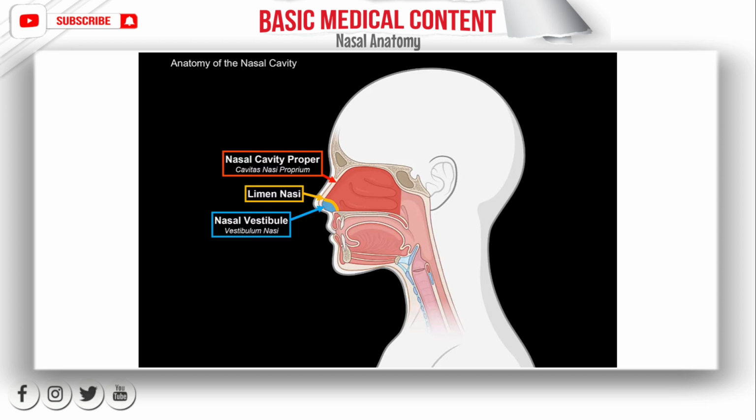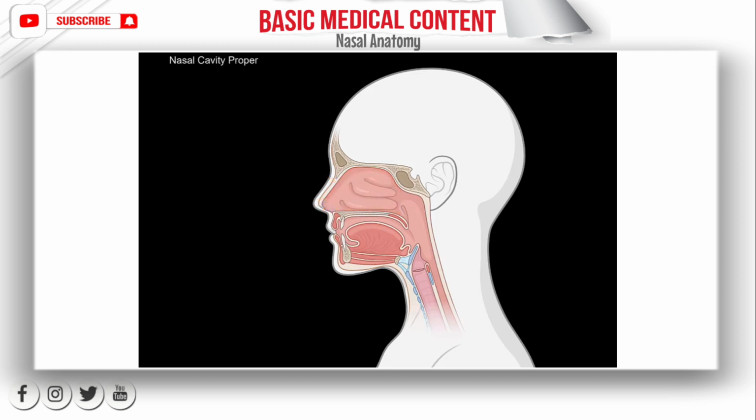It's lined by mucosa. So let's talk about the nasal cavity proper a little bit. The nasal cavity proper is also divided into two parts since their function differ. We divide it into the olfactory part for smell and the respiratory part for breathing. Let's cover these two parts, starting with the olfactory part.